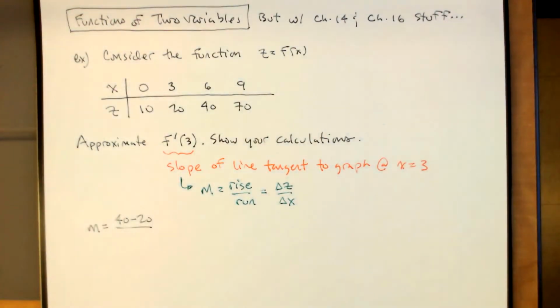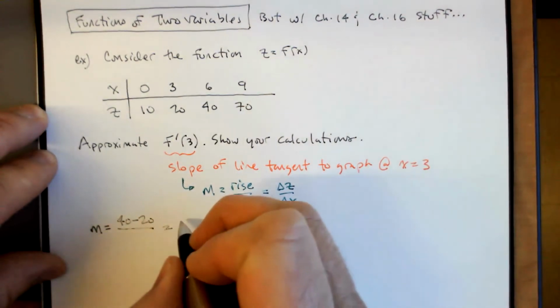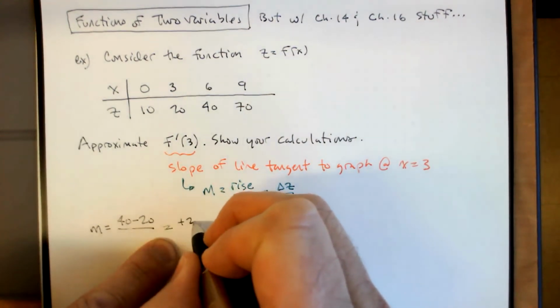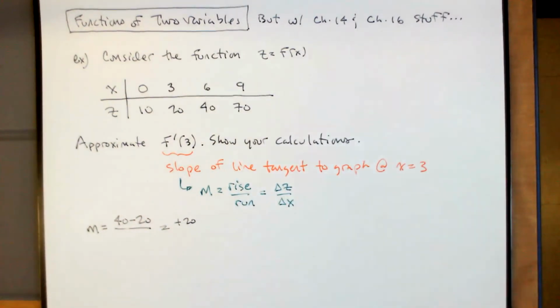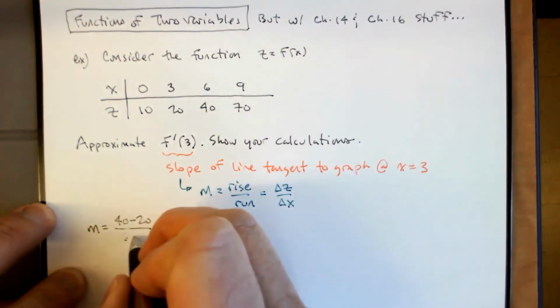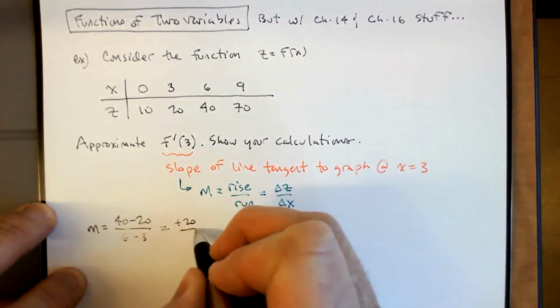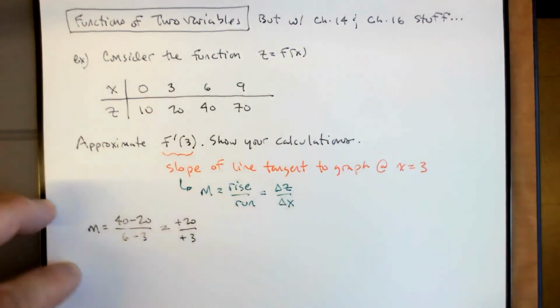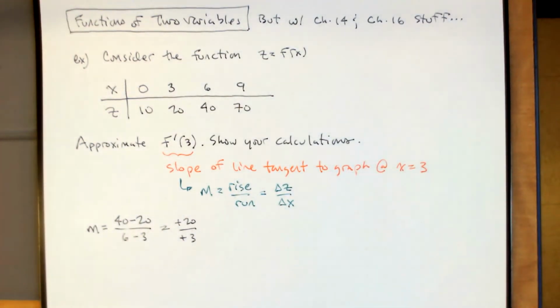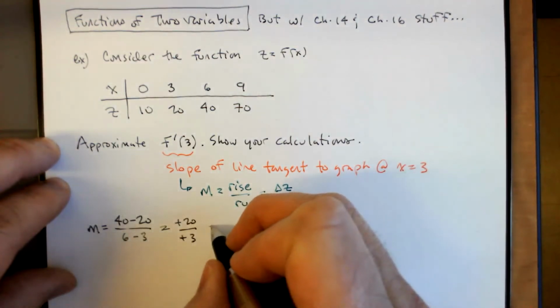I could say from 3 to 6, the function increases from 20 to 40. That's an increase of 20. So the rise is 20. And 3 goes up to 6, and so the change in x is a positive 3. So we could approximate the slope as being 20 over 3, or 6 2/3.